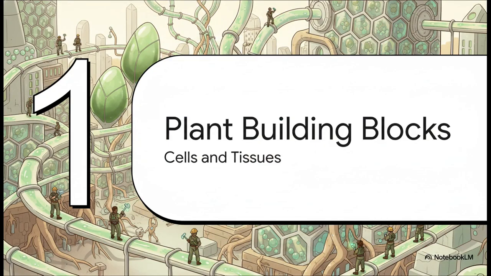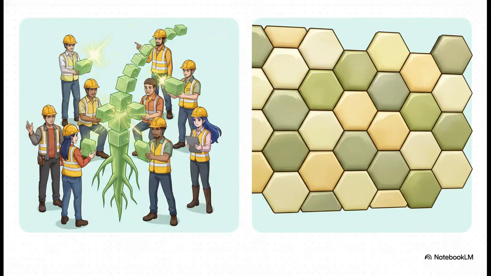All right, moving into section 1, the plant's building blocks, focusing on cells and tissues. So here's the absolute genius of it. A plant cleverly separates its workforce from its finished infrastructure. On one hand, you've got meristematic tissues. Think of these as the active construction crews, hard at work at the very tips of roots and shoots. They are literally constantly dividing, constantly expanding the city limits.